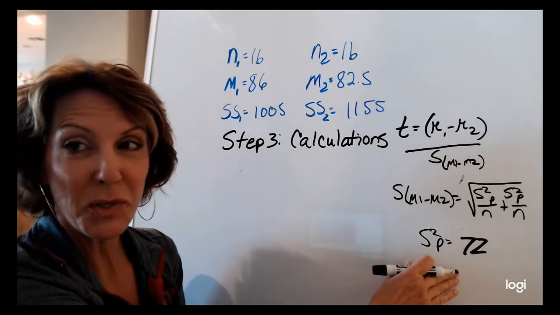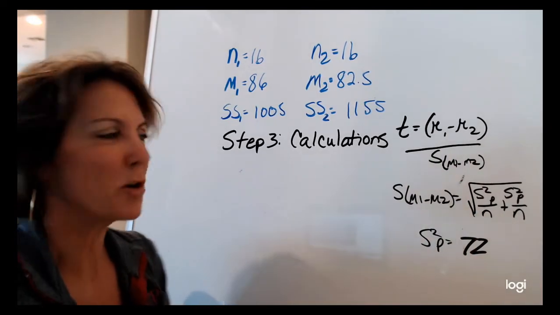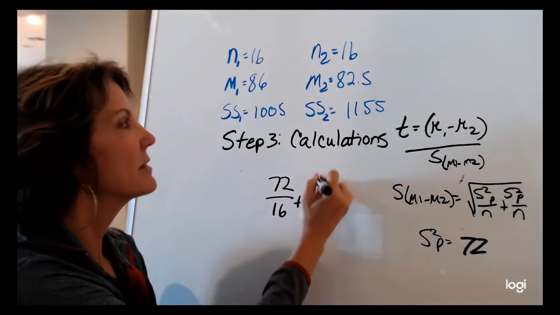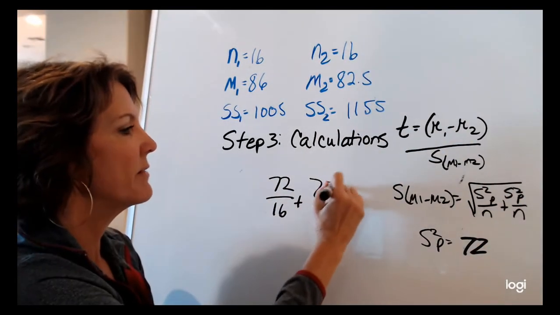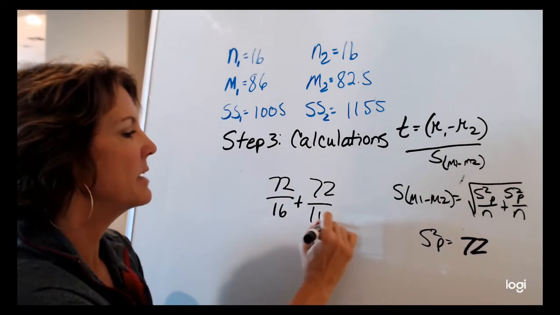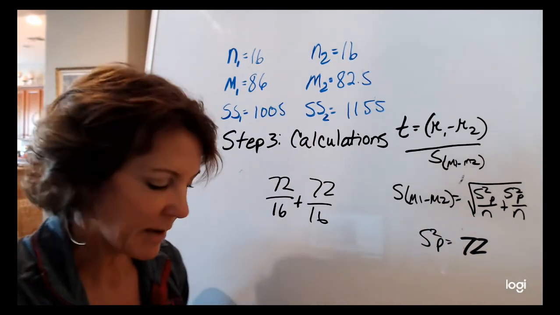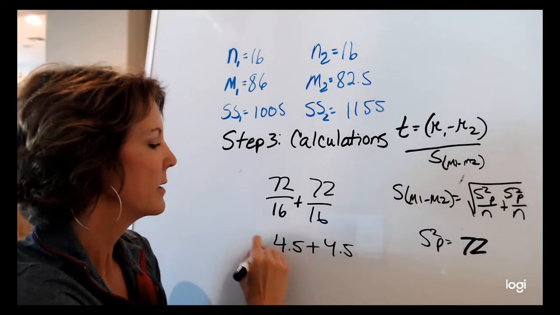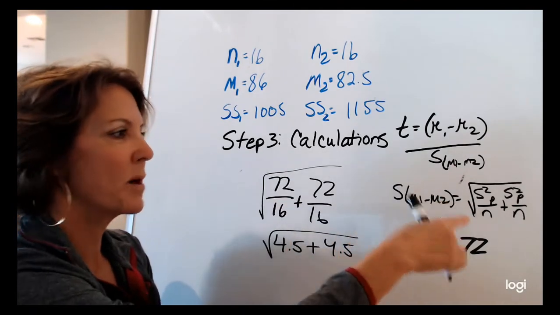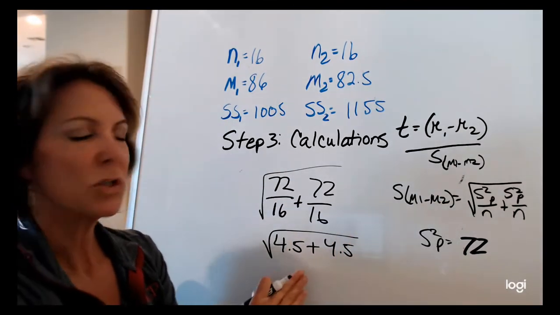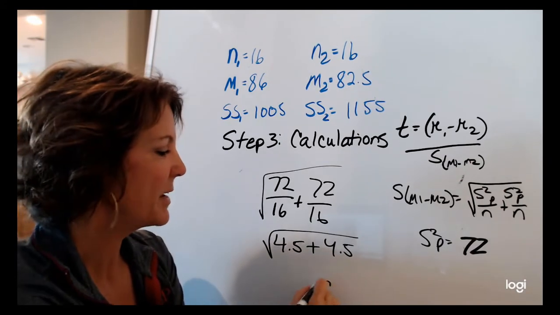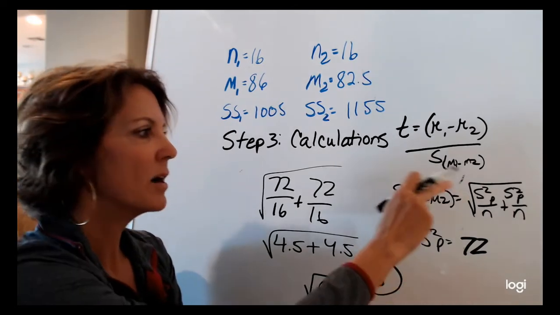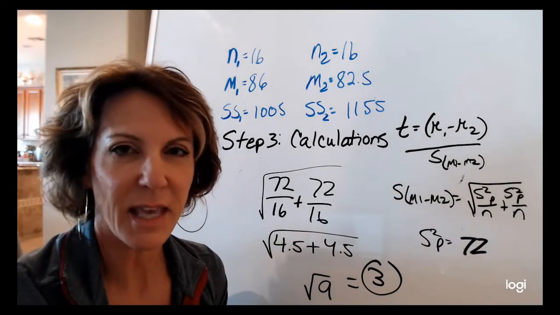So we have 72 as the pooled variance here. Let's plug it into our formula. We have 72 divided by 16 plus the pooled variance again, 72 divided by the n of 16. So 16 goes into 72 4.5 times. Remember, we're doing the square root of this though, aren't we? We have to take the square root of it. So 4.5 plus 4.5 is 9. The square root of 9 is 3. So our standard error of the mean difference in this case is 3.